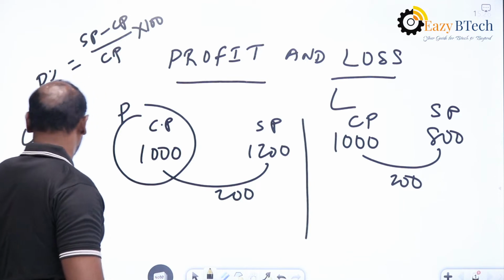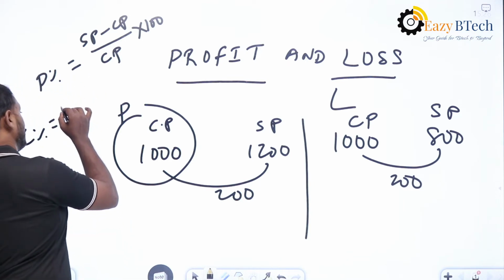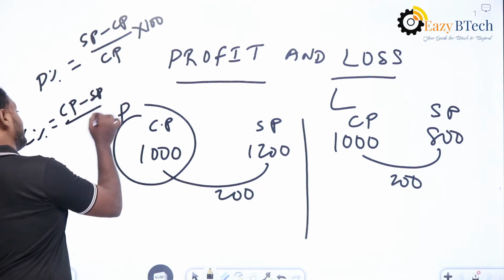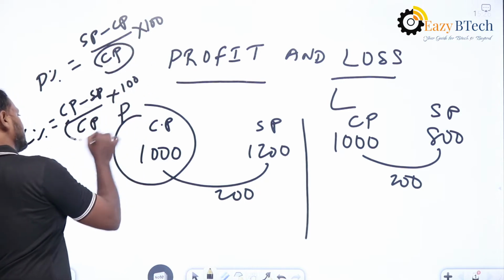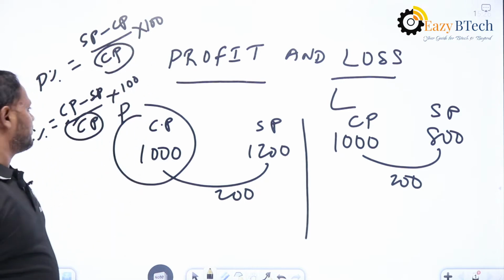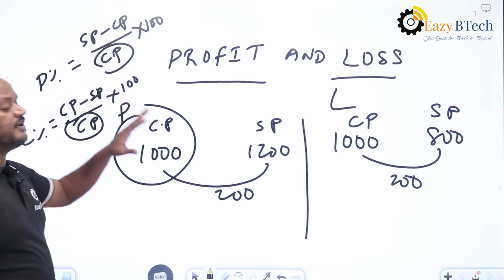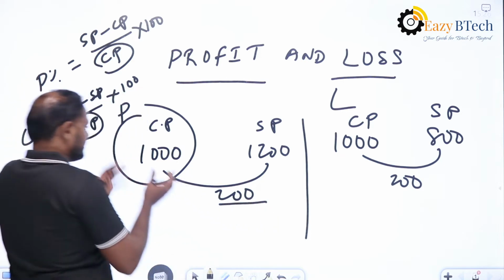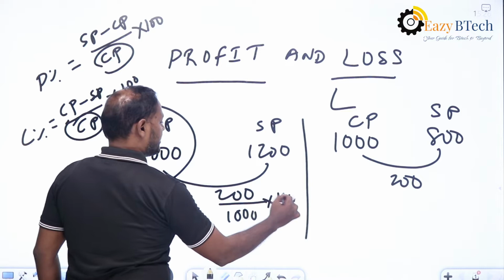According to the formula, loss percentage is equal to cost price minus selling price, divided by cost price, always. So we need to compare with the cost price to get our loss percentage value. But to get profit, selling price should be more. To get loss, cost price should be more. That's the story here. This 200 should be compared on what? The original cost price, 1000 rupees, into 100.